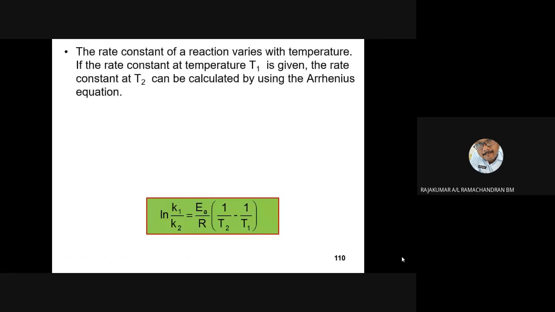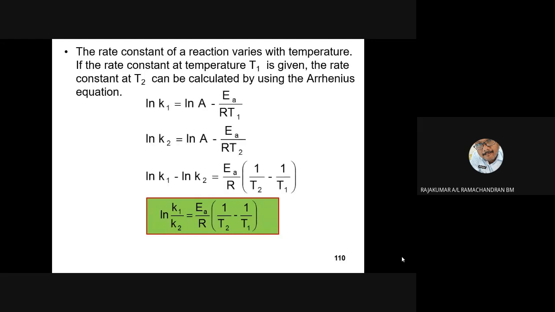Okay, this is the last formula. The rate constant of a reaction varies with temperature. If the rate constant at temperature T1 is given, the rate constant at T2 can be calculated using the Arrhenius equation. So, anda tengok formula dalam box hijau ini. Okay, dia ada dua kemungkinan. They give you K1 and K2 value and T2 value, suruh cari T1, ataupun dia bagi T2 dengan T1 value dan dia bagi K1 value, dia suruh cari K2. So dia boleh manipulate formula ini dalam pelbagai cara lah.